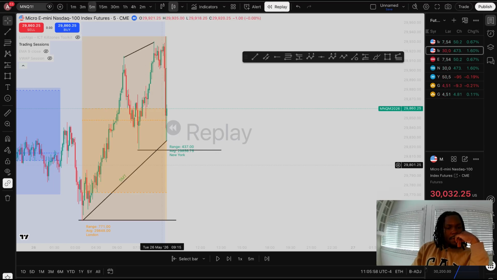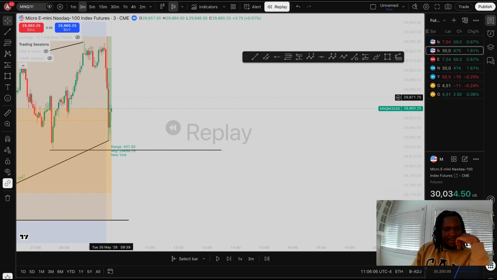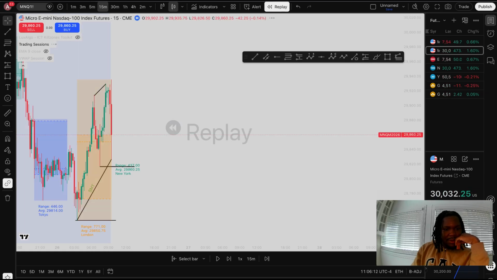So just SMT divergence. So now off this, I'm looking for gaps to be inversed. As you can see, we left behind this 3-minute gap that I want to get inversed, this 5-minute gap that I want to get inversed, maybe a 15-minute gap's being left behind.